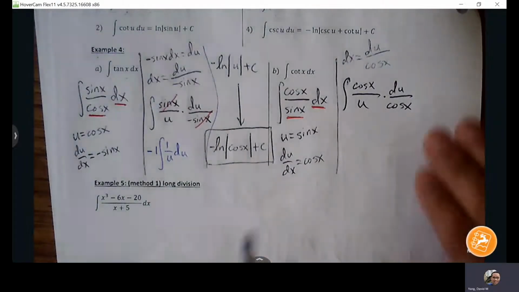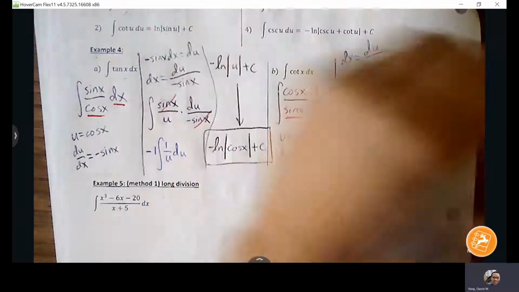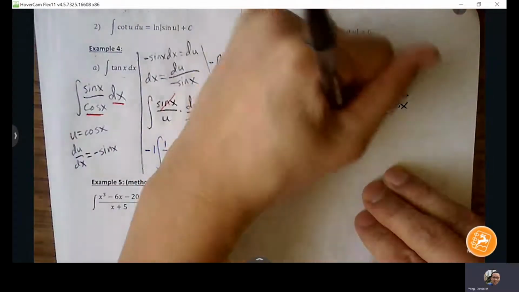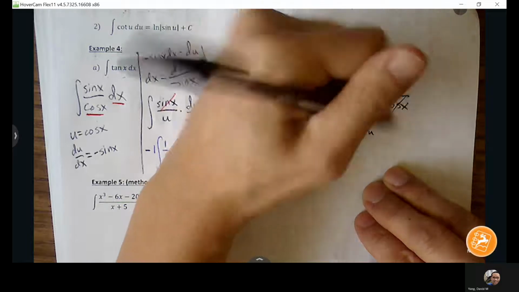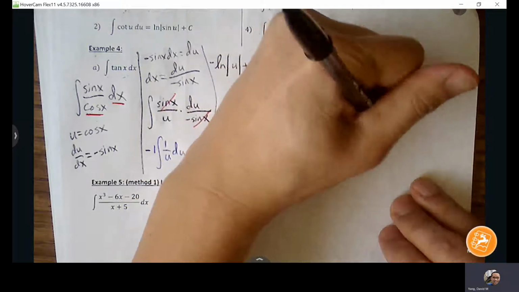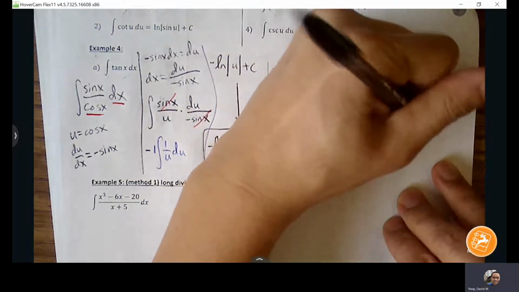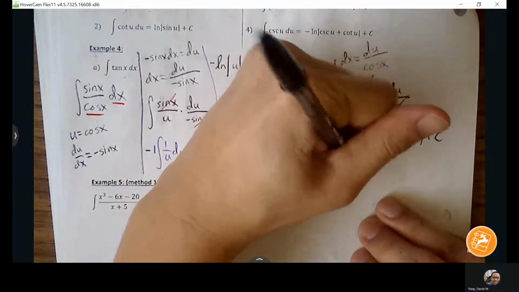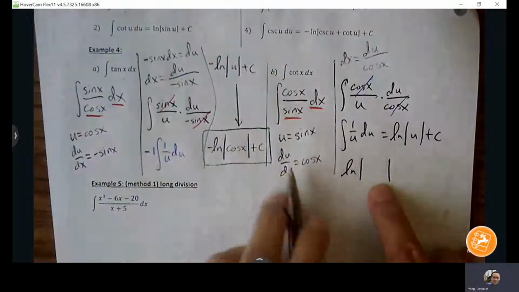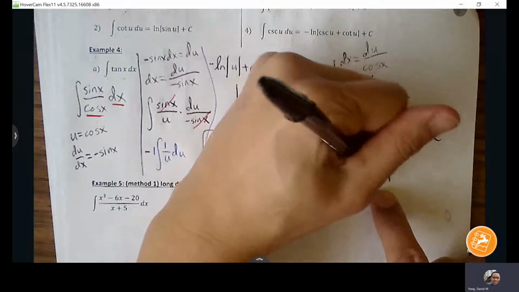Okay, make our substitutions. And here we see the cosine is the one that's being canceled out. We're left with 1 over u du. Natural log absolute value of u plus c. And then replace the u back in terms of the original variable, sine of x.